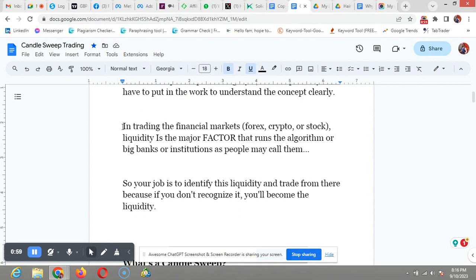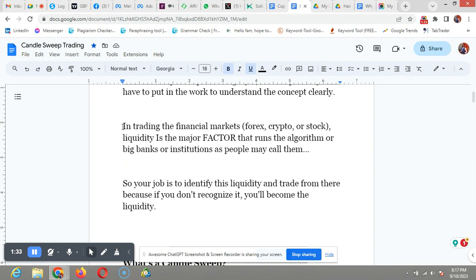In trading the financial market generally, whether you're trading crypto, stock, forex, or anything at all, the most important factor when it comes to trading is finding liquidity. That's the whole idea of this system. This system helps you identify the liquidity area in the market so you can trade from that point.